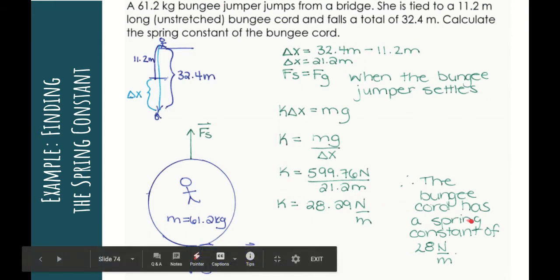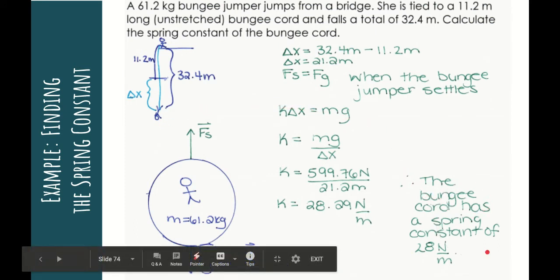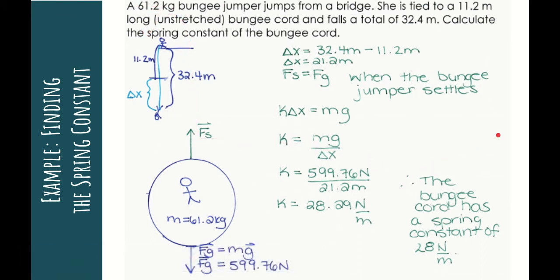What this could be useful for now is if we know that this bungee cord has a spring constant of 28 newtons per meter, you could then figure out how far the next jumper might go based off of their mass. So if this person is 61.2 kilograms and you're trying to figure out how far someone that is 90 kilograms might fall, that would be important, right? Depending on how far the surface is beneath your jump. So you could use the spring constant of 28 newtons per meter and substitute in the new mass to figure out the distance that would be changed.